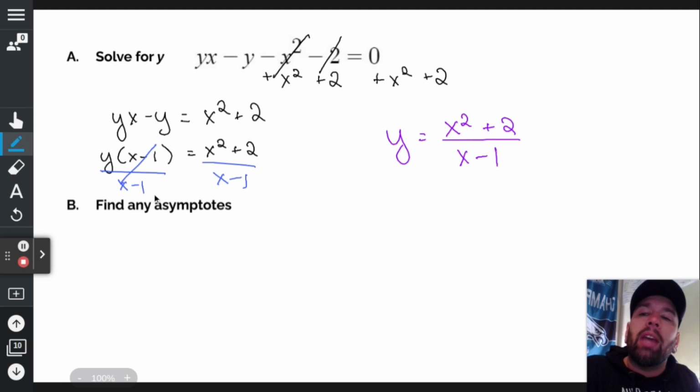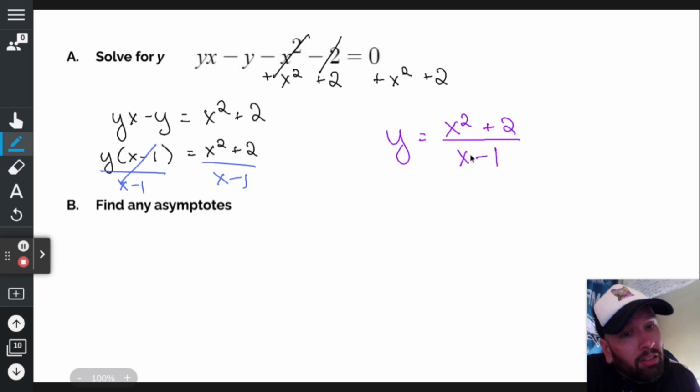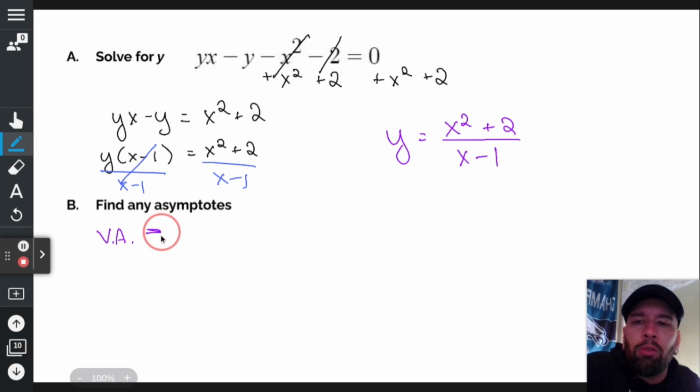Now, what B is asking for is find any asymptotes. Well, knowing from Unit 1, we know that vertical asymptotes exist when the denominator is equal to 0, as long as it doesn't create a hole. Well, 1 would make the denominator equal to 0. Plugging in 1 upstairs doesn't make the upstairs 0, so 1 gives me a vertical asymptote. So I have a vertical asymptote at x equals 1.